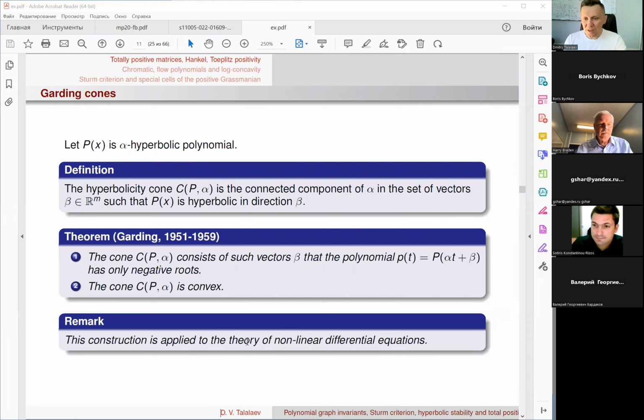So such a construction has application to the theory of nonlinear differential equations. So the concept of this guardian cone is applied to the space of solutions of some differential equations. And so just a remark, which is interesting for me.